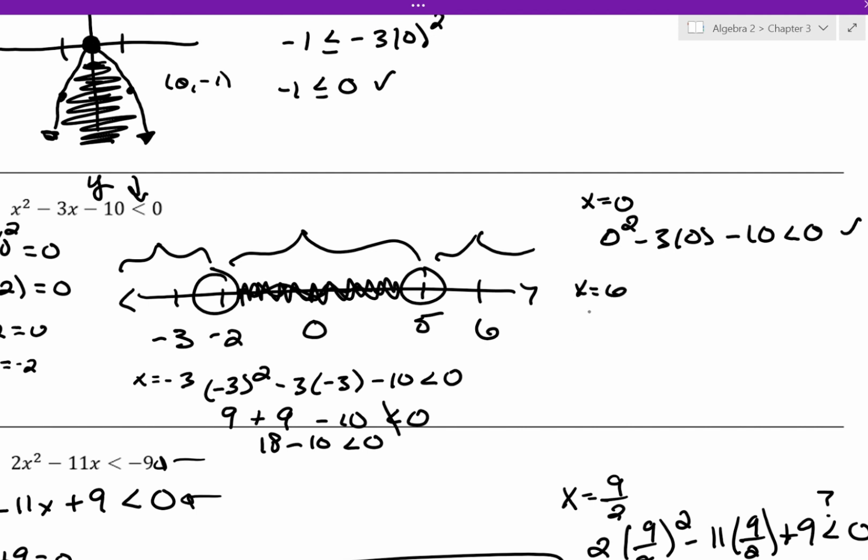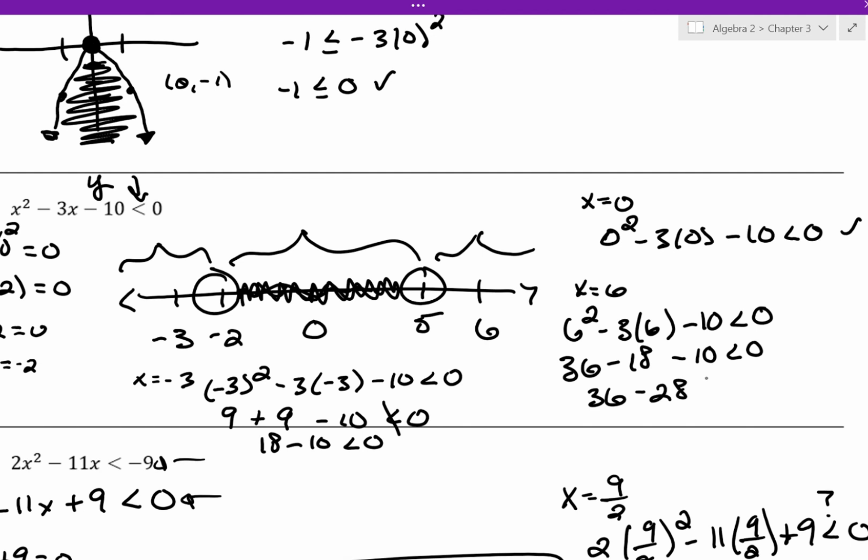And I'm going to have 6 squared minus 3 times 6 minus 10 is less than 0. This is 36 minus 18 minus 10 is less than 0. This gives me 36. What would that be? Minus 28 is less than 0. And that's not going to be a true statement, right? 36 minus 28 is a positive number. He's not less than 0. So we do not shade that region there.